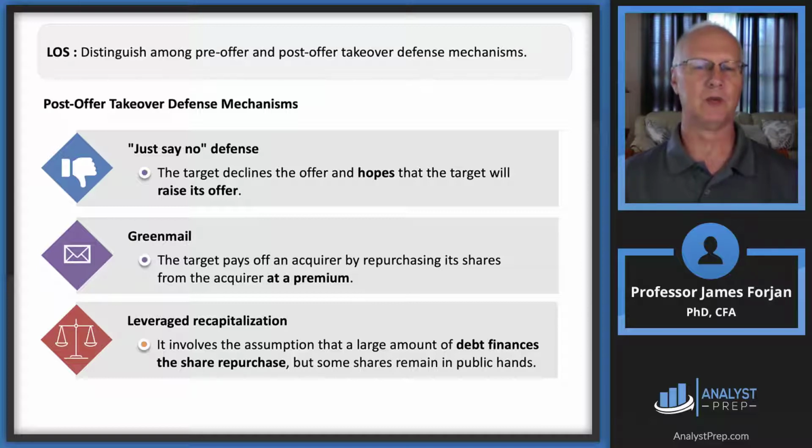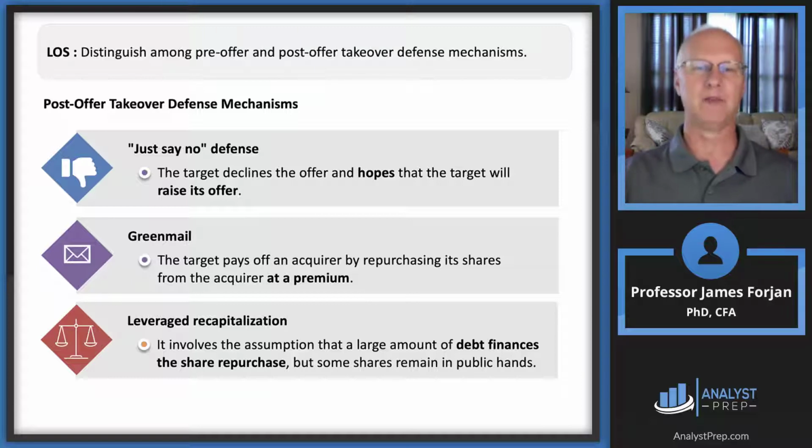Greenmail, this of course is a play on words. If that acquirer comes in and buys 5% of our shares, what did I say earlier in that example? It was worth $50 million. Well, we can just say, hey, you know what? You paid $50 million for our shares. How about if we give you $60 million for those shares? The target pays off an acquirer by repurchasing its shares.